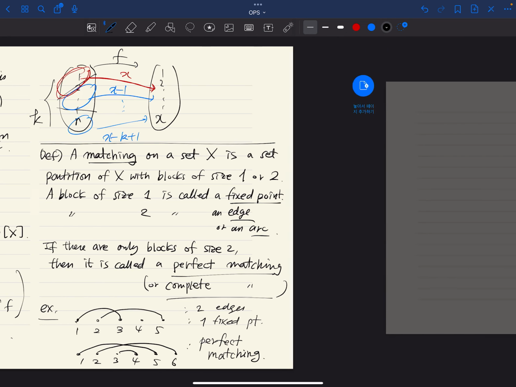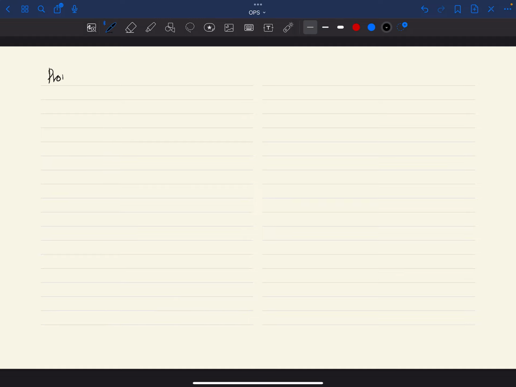Then what is the number of perfect matchings? The number of complete matchings, perfect matchings, on 2n elements is, which we write as (2n minus 1) double factorial, which by definition is 1 times 3 times 5 times up to 2n minus 1. So it starts from 2n minus 1 and decreases by 2 each time, all the way down to 1.